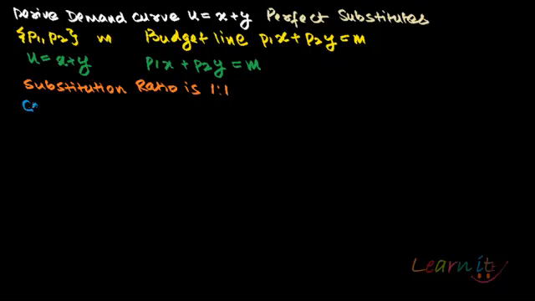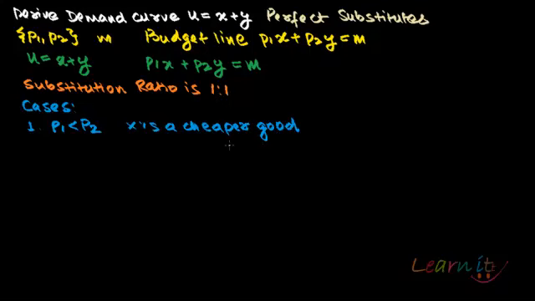Now, there will be several cases here. First case is when P1 is less than P2. P1 and P2 are respectively the prices of X and Y, so which one is a cheaper commodity? X is a cheaper good. So the consumer will buy all of X. Why will you buy all of X?